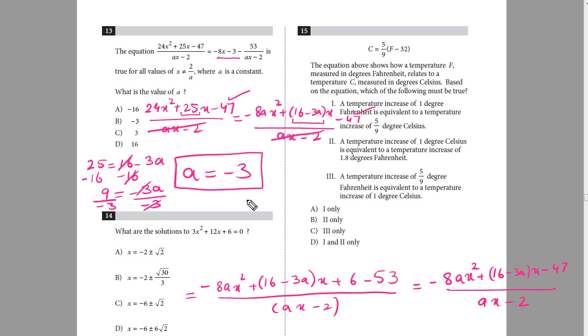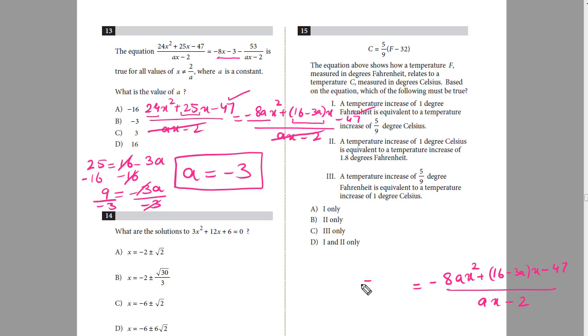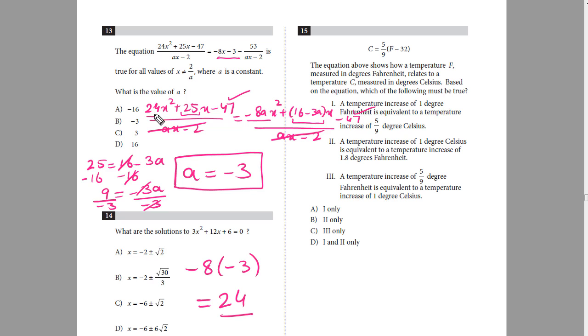Now whether this value is correct or not, we will insert it in the coefficient of x squared, and the answer should be 24. Okay, so now the coefficient of x squared is negative 8a. So in negative 8a I'll insert the value of a, and it should become equal to 24. Negative 8 times a, now a is negative 3, so negative 8 times negative 3, that is plus 24. So yes, it is equal to the coefficient of x squared, that is 24, so a is equal to negative 3. Option B is the correct one.